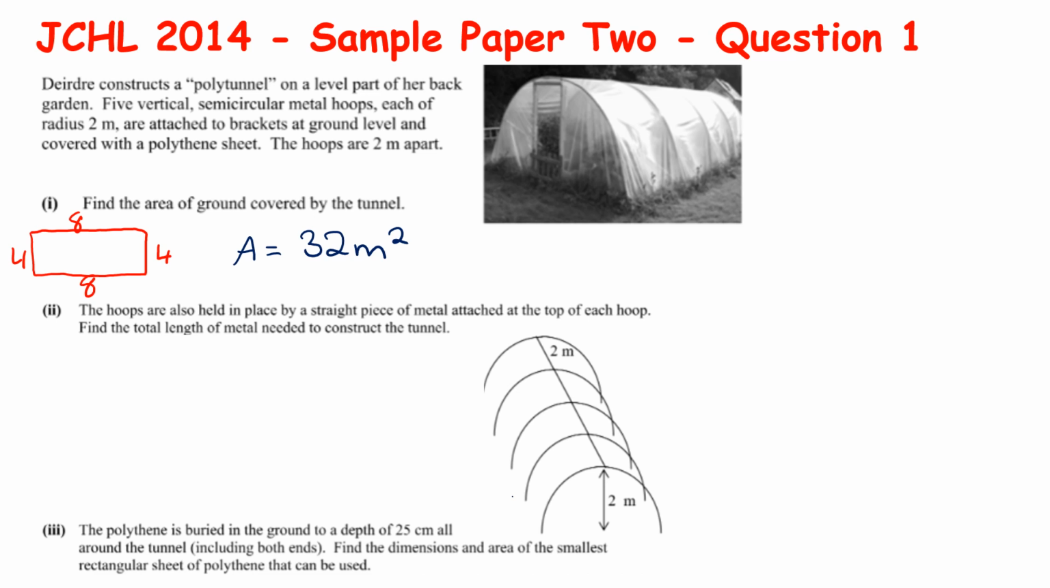The hoops are also held in place by a straight metal attached at the top of each hoop. Find the total length of metal needed to construct the polytunnel. Okay, so this piece here we know is 8 meters. So we have that straight line and we know that that is 8 meters. But we also have 5 semicircular hoops.